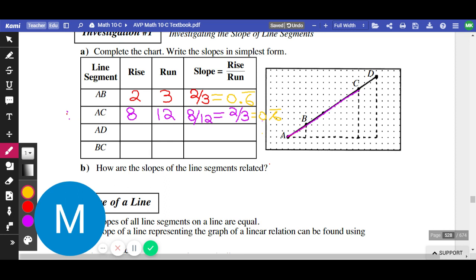Fantastic. Just looking at this picture, that means slope A to D would still be the same, right? A to D is still on the same line, and that means slope B to C would still be the same because it's on the same line. So they would all have the exact same slope values because they're all the same steepness.